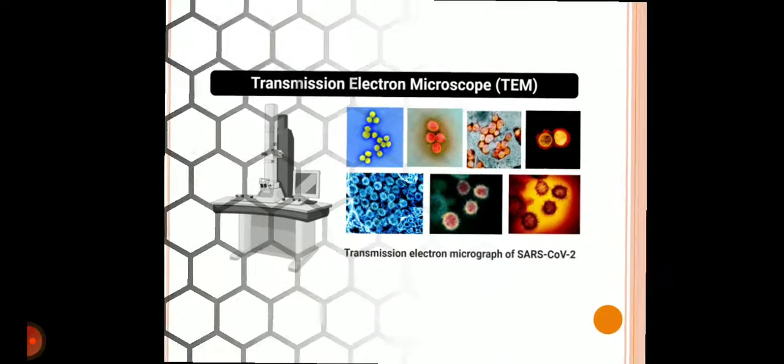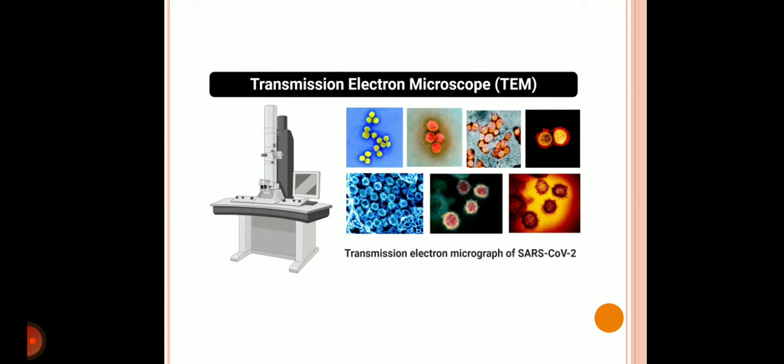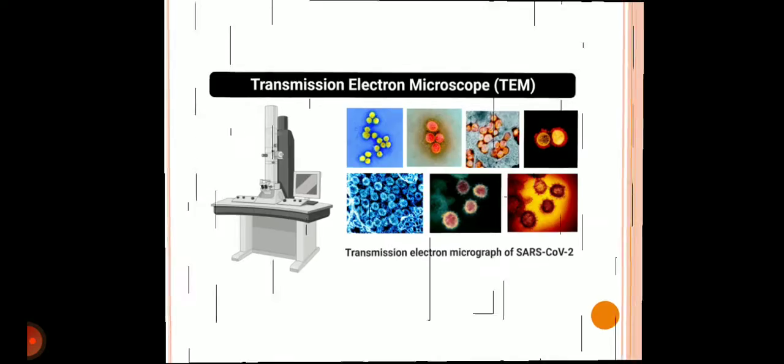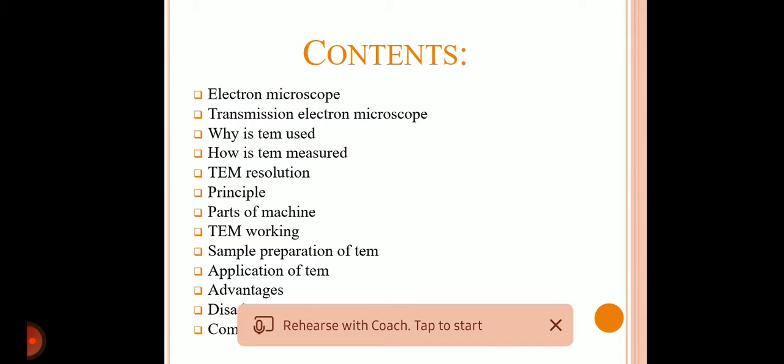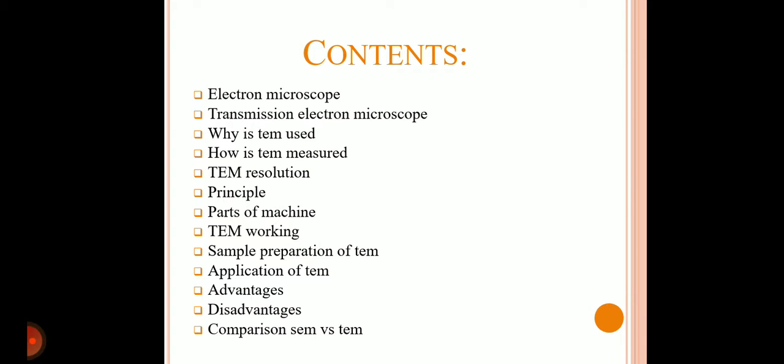So, today my topic of presentation is transmission electron microscope. Here are my contents. Firstly, I will tell you about electron microscope, then transmission electron microscope, then why is TEM used, what is TEM measured, TEM resolution, principal parts of the machine, TEM working, sample preparation of TEM, application of TEM, advantages, disadvantages, and comparison between SEM and TEM.